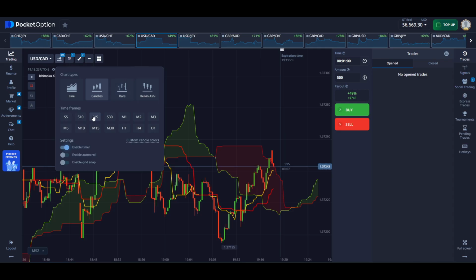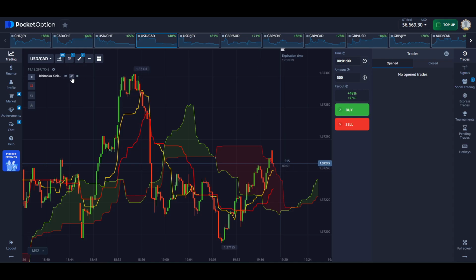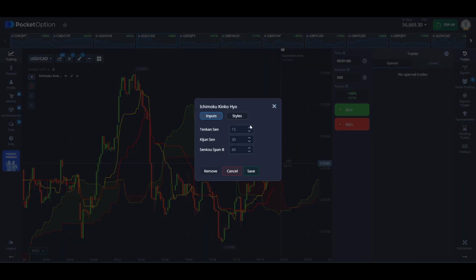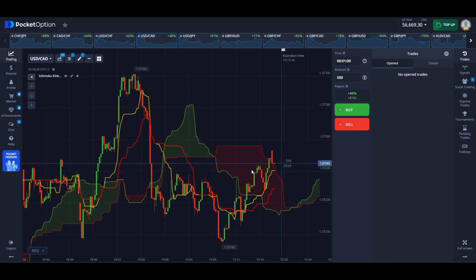Accordingly, we need to set 15-second candles. And all of this works for 1-minute trades. As you can see, the indicator is fully configured for 15-second candles so that everything works perfectly. Now, let's test this indicator in practice.